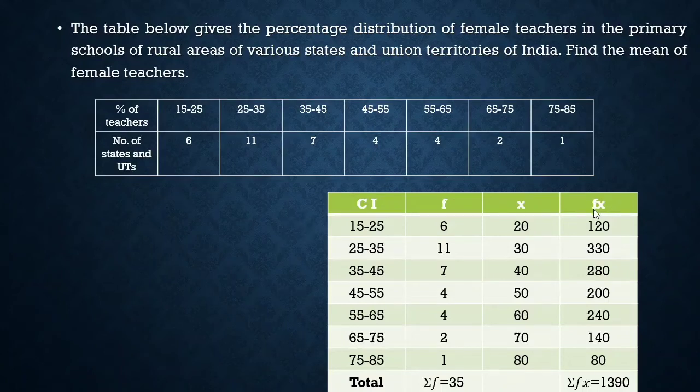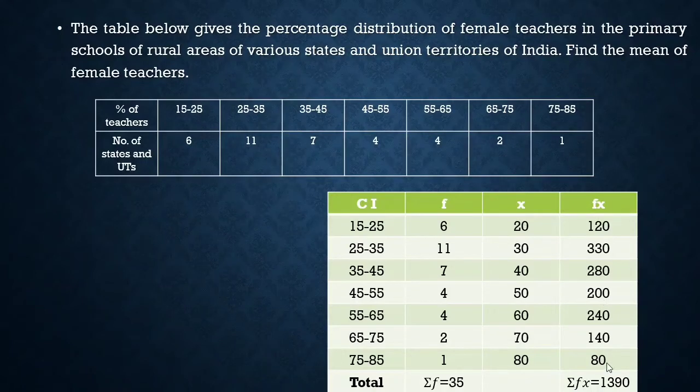Similarly, next step is to find fx. So 6 into 20, 120, 11 into 30, 11 3s are 33, so 330, 7 into 40, 280, 4 into 50, 200, 4 into 60, 240, 2 into 70, 140 and 1 into 80, 80.